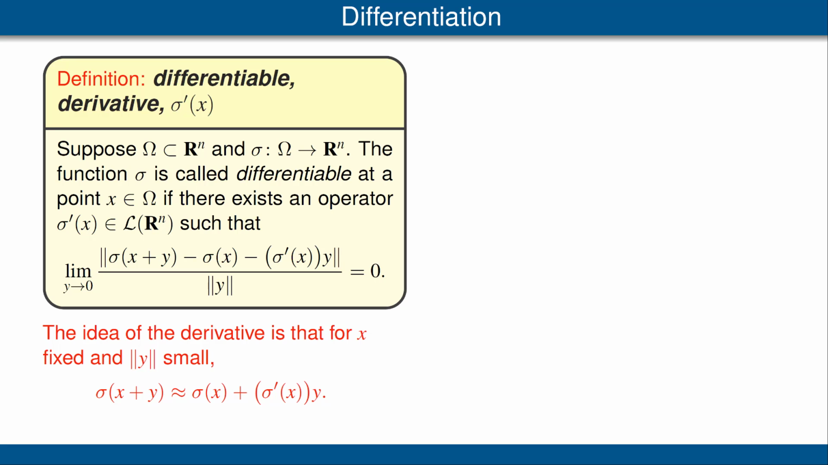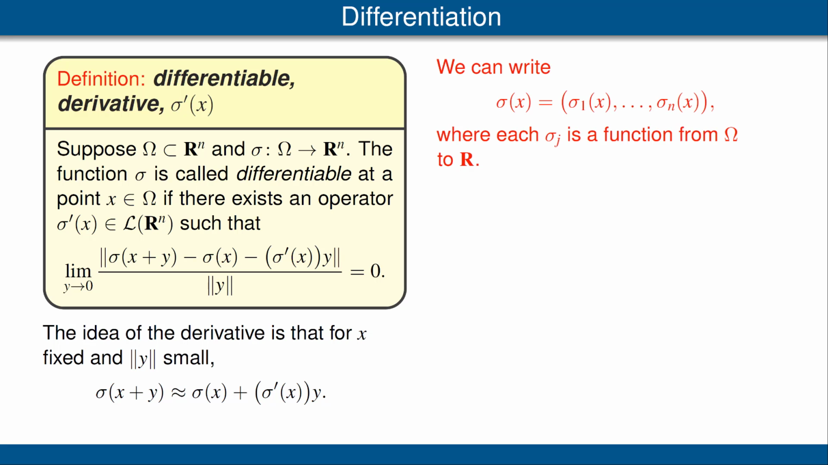If n is equal to 1, so we have a real-valued function sigma on some interval on the real line, then the connection with the usual notion of derivative is as follows. Sigma prime of x, as defined here, is the operator from R to R of multiplication by the classical standard derivative you learned in calculus.